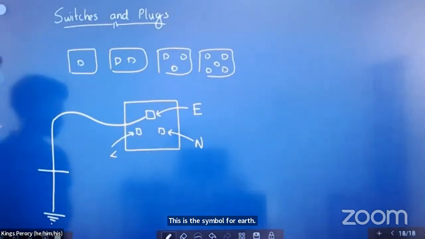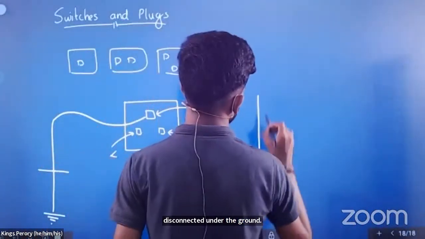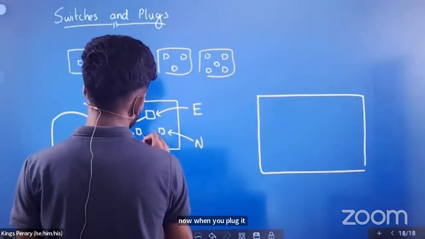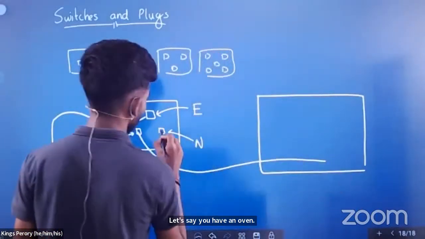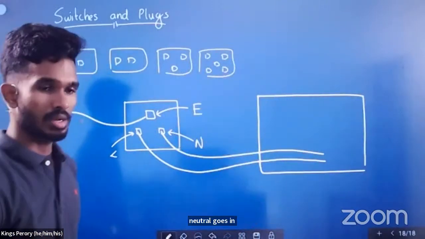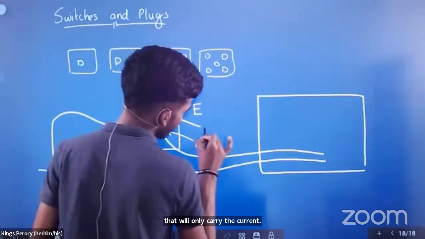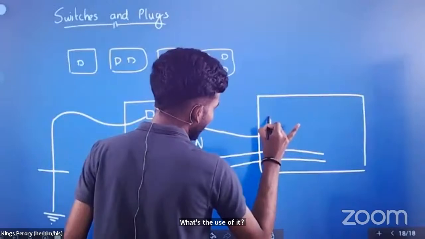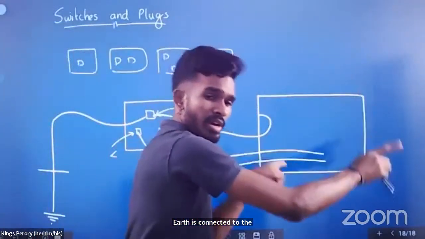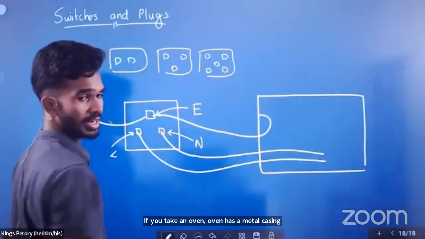Now, when you plug it in, let's say you have an oven, the live wire goes in, the neutral goes in. That will only carry the current. What's the use of earth? Earth is connected to the casing of the device. An oven has a metal casing, so only the earth wire is connected to that metal casing.